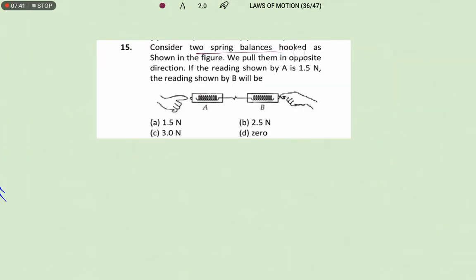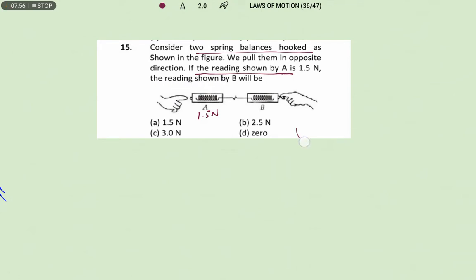So consider two spring balances hooked as shown in the figure. We pull them in opposite directions. If the reading shown by A is 1.5 Newton, so here the first spring balance reads 1.5 Newton, then what is the reading shown by B?